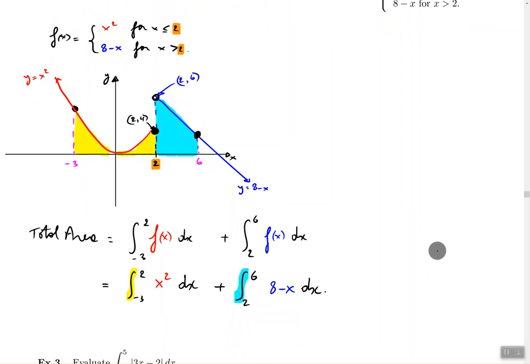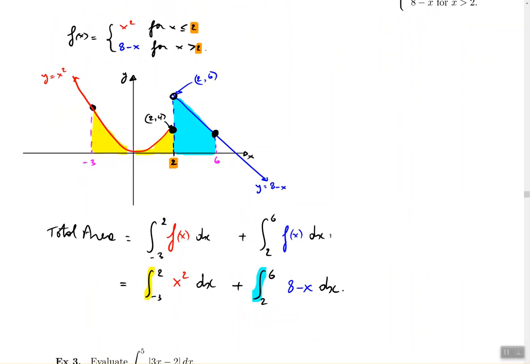Now these are integrals, so you evaluate them the same way as before. You just do the antiderivative, x cubed over 3, between -3 and 2. Then this plus sign stays kind of in the middle. The antiderivative for 8 is 8x, and the antiderivative for x becomes x squared over 2. And we're integrating these two between 2 and 6.